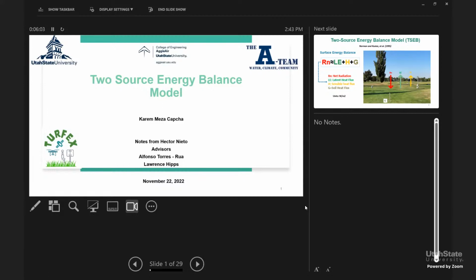Balance model. Okay. This is a pixel. This is just one pixel. Okay.